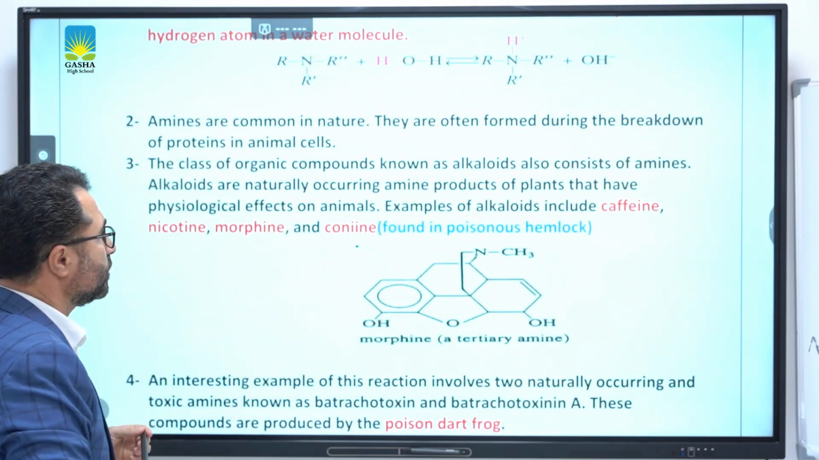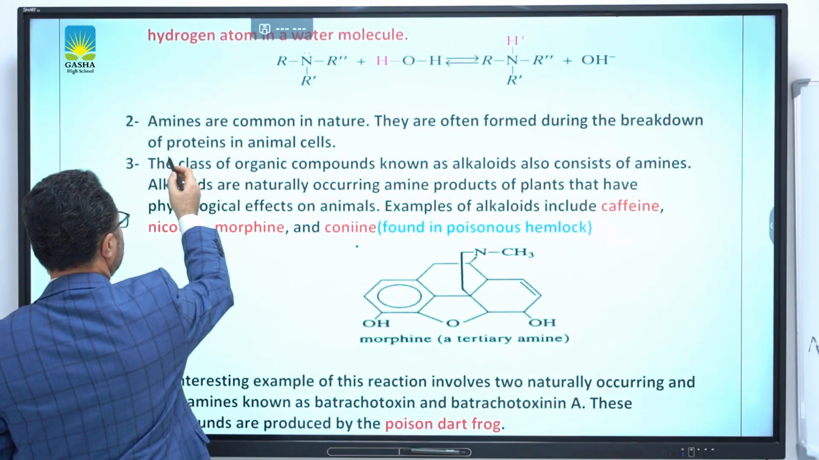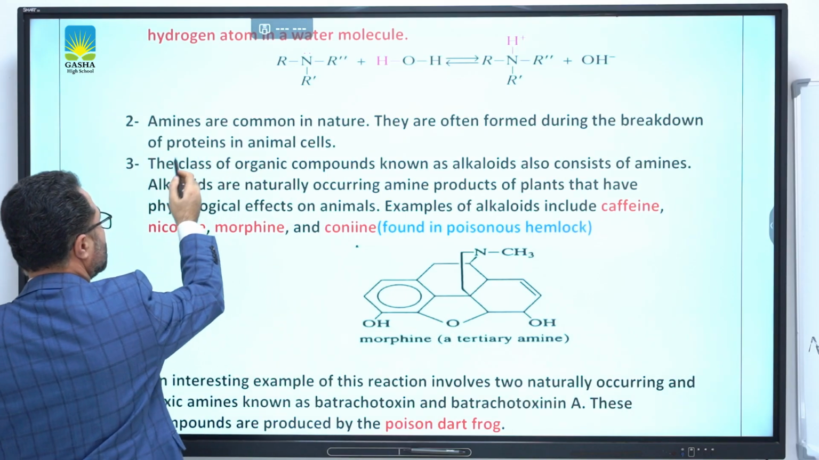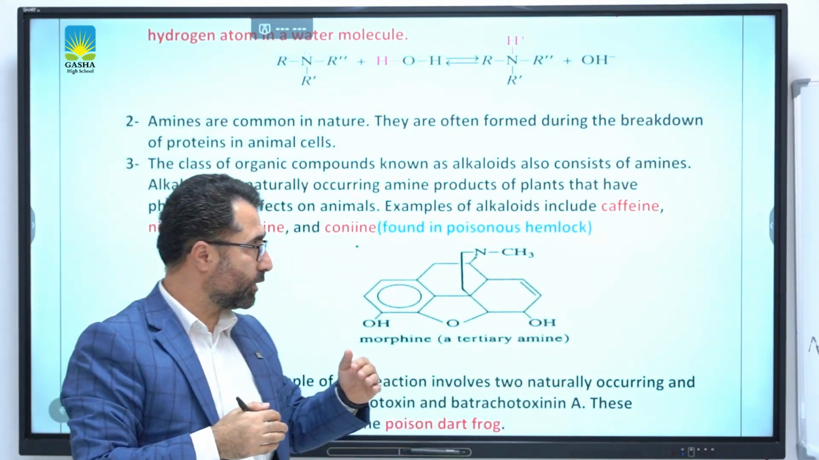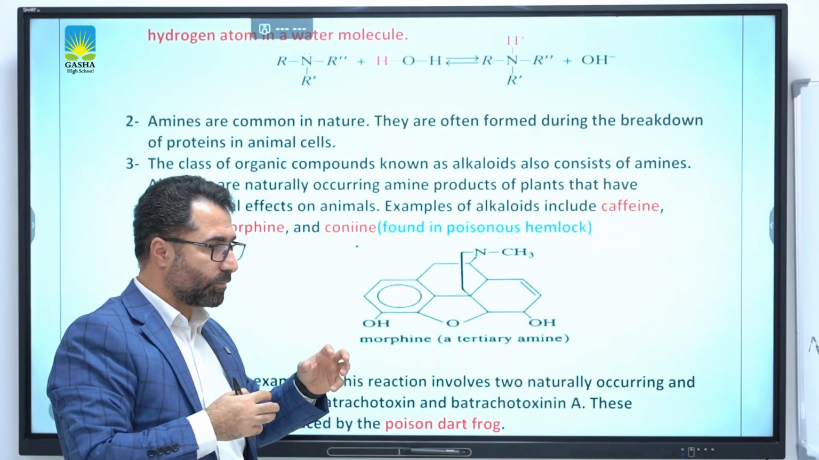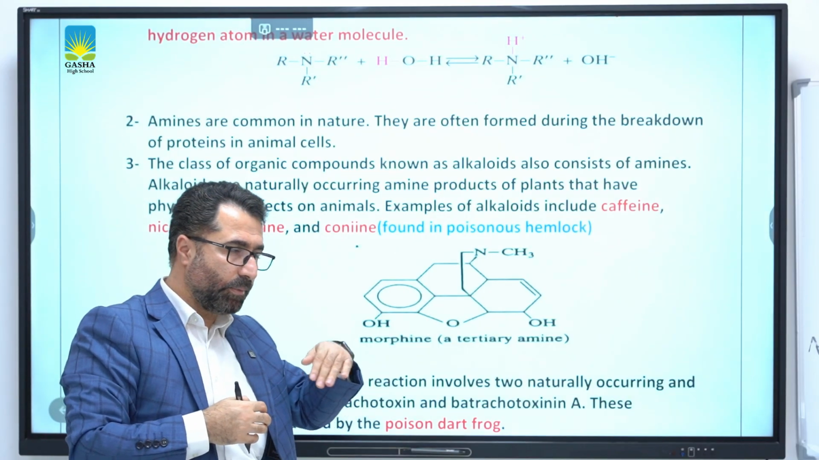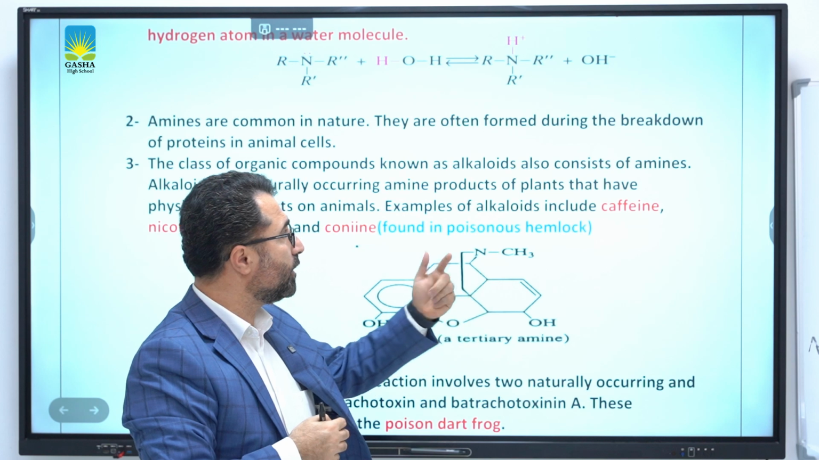And amines are common in nature. They are often formed during the breakdown of protein in animals. Protein is formed from what? Amino acids. When the protein decomposes in an animal cell, it produces what? Amino acid, and the amino acid decomposes to what? Acid, or we can say carboxylic acid, and amine.